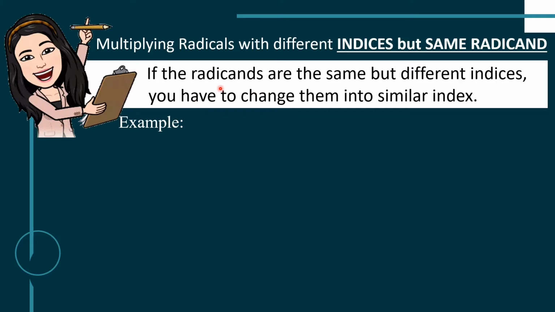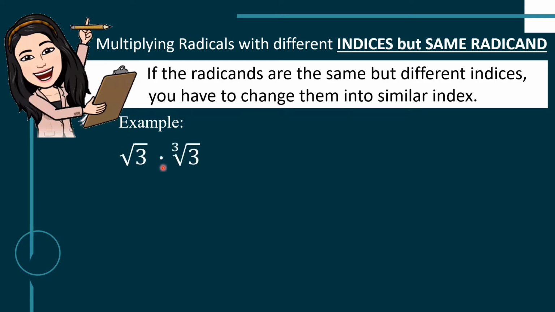So here, sabi dyan, if the radicands are the same but different ang indices, you have to change them into similar index. Sabihin, gagawa pala tayo ng paraan para maging parehas lang yung index niya. Kasi pag parehas na yung index niya, we can perform the case number 1. Okay, nakuha? Let's have this example.